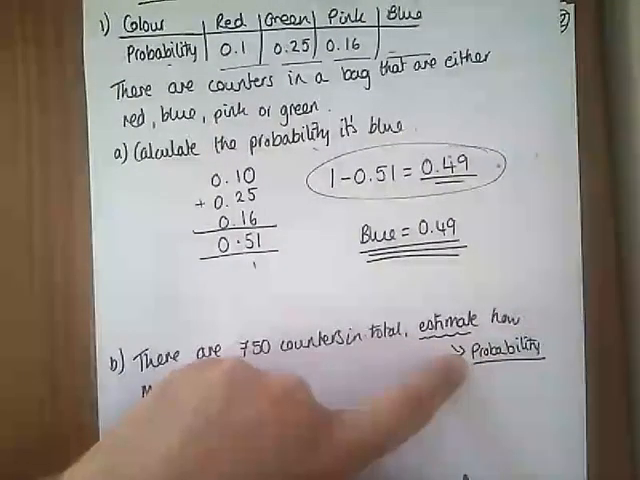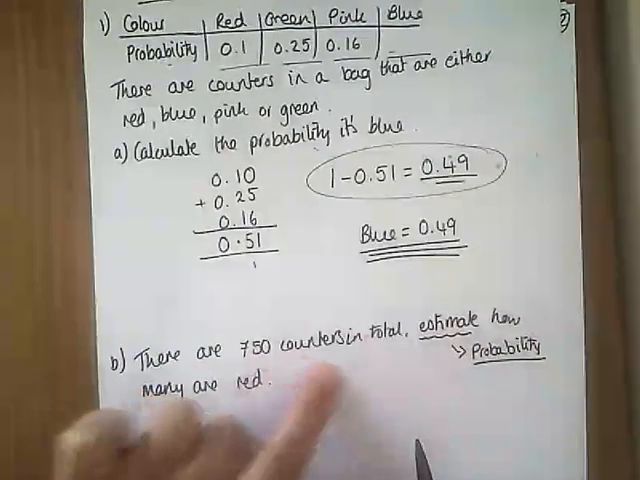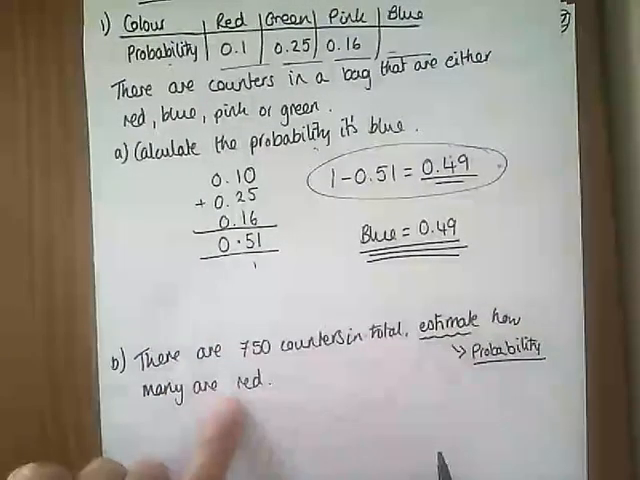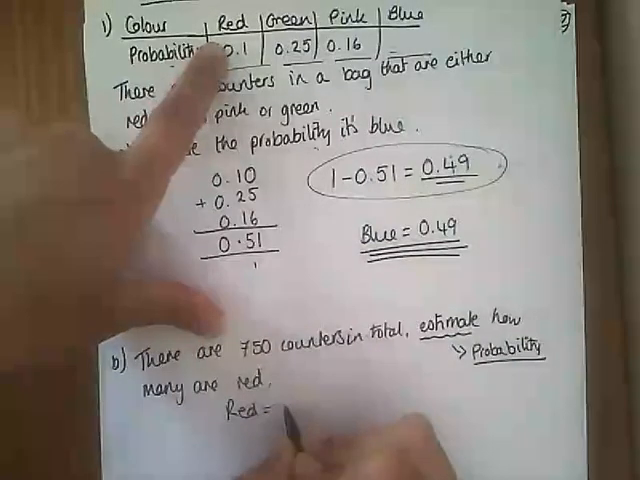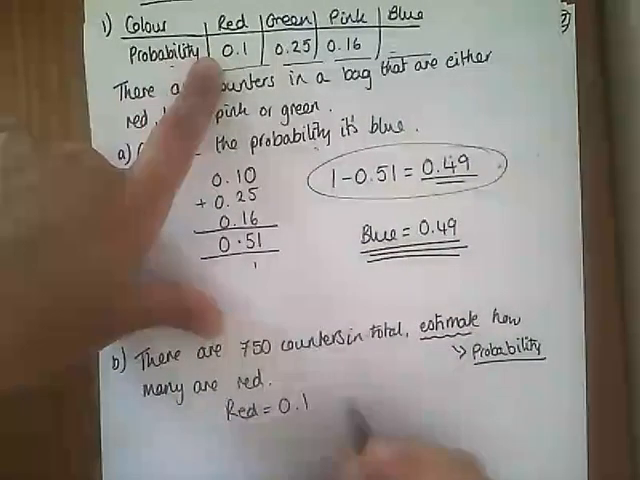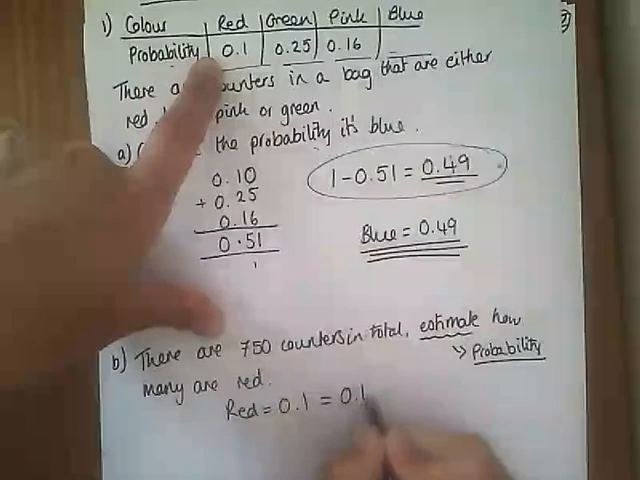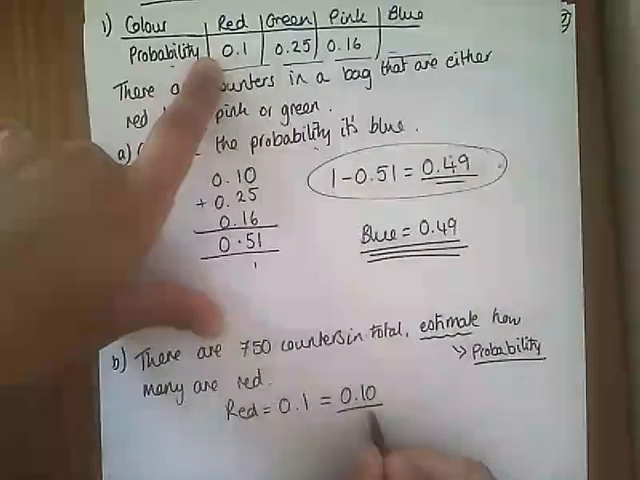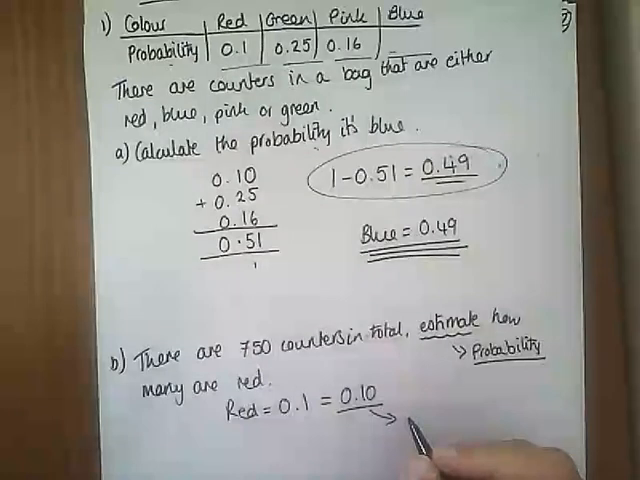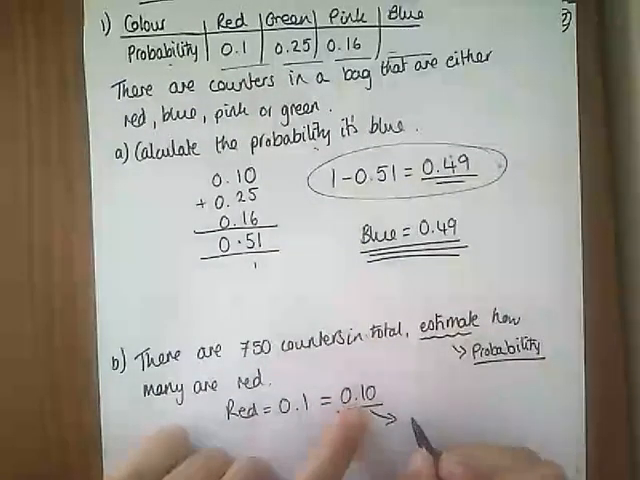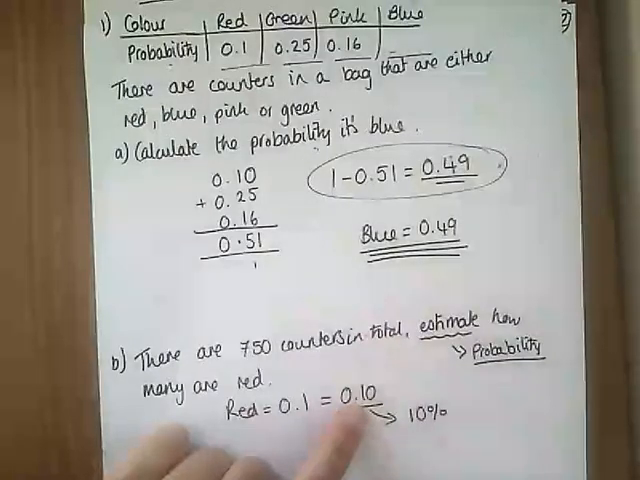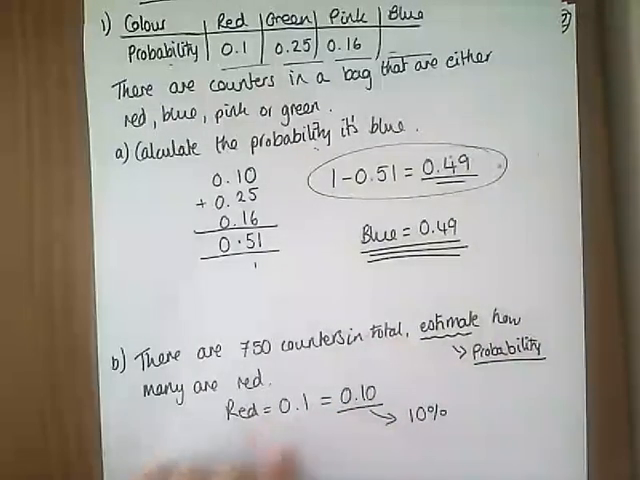Okay? Right, so there are 750 counters. Estimate how many are red. Okay, so the probability that a counter is red is 0.1. Now, I already talked to you about what that means. That means 0.10. I would like you, because then you'll be able to do it in non-calculator and in calculator, to think what that is as a percentage. That as a percentage is 10%. So that means that 10% of the counters are red.